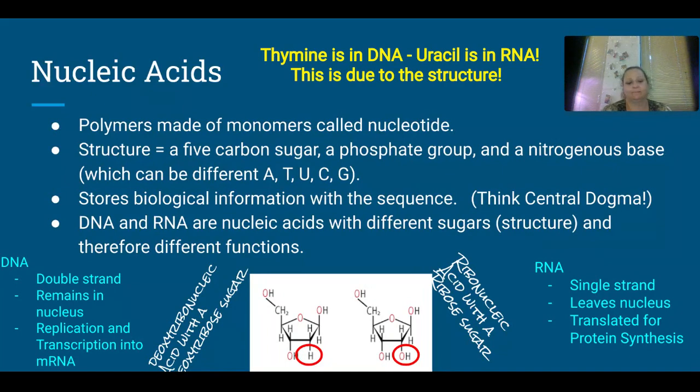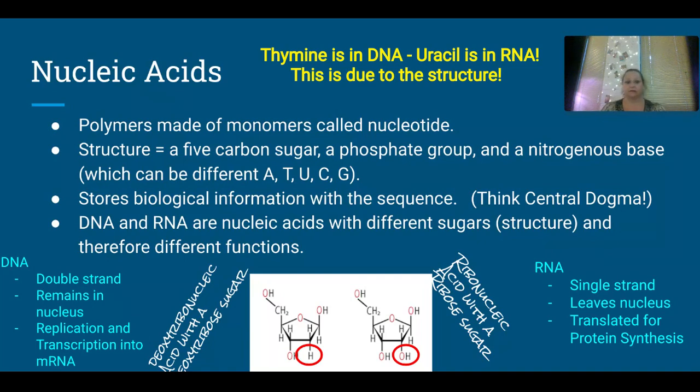So DNA does not have that extra oxygen atom, as you can see with the red circle in the diagram below. So it's deoxyribonucleic acid. It has a deoxyribose sugar, a 5-carbon sugar that is missing an oxygen. RNA has a ribose sugar as the 5-carbon sugar, and it has that extra oxygen.